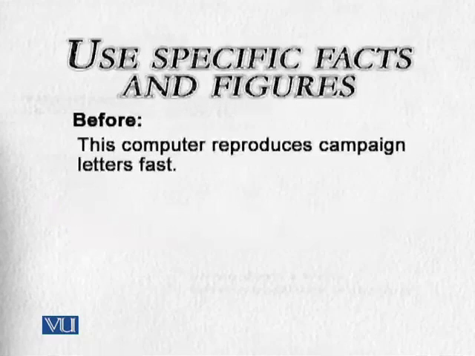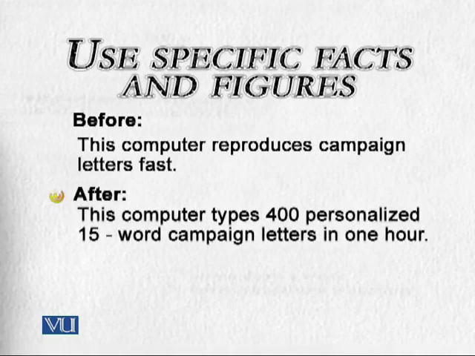Second example, please. This computer reproduces campaign letters fast. The word fast does not tell us how fast. Let's take a look at its better version. This computer types 400 personalized 15-word campaign letters in 1 hour. Now you see the number of letters and the speed, the fast factor, is given. And this is how we made the sentence more concrete.